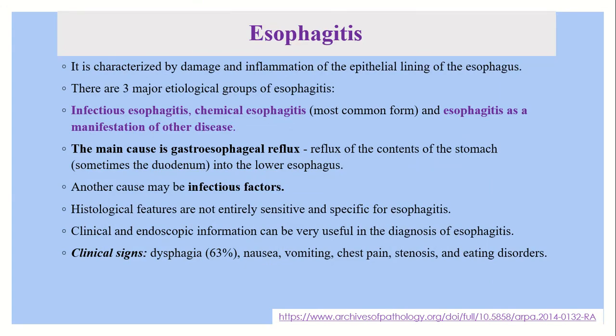Esophagitis is characterized by damage and inflammation of the epithelial lining of the esophagus. There are three major etiological groups of esophagitis. First, infectious esophagitis; second, chemical esophagitis, which is the most common form; and third, esophagitis as a manifestation of other disease. The main cause is gastroesophageal reflux, that is, reflux of the contents of the stomach, sometimes the duodenum, into the lower esophagus. Another cause may be infectious factors. But the histological features are not entirely sensitive and specific for esophagitis, so clinical and endoscopic information can be very useful in the diagnosis. Clinical signs include dysphagia, nausea, vomiting, chest pain, stenosis, and eating disorders.